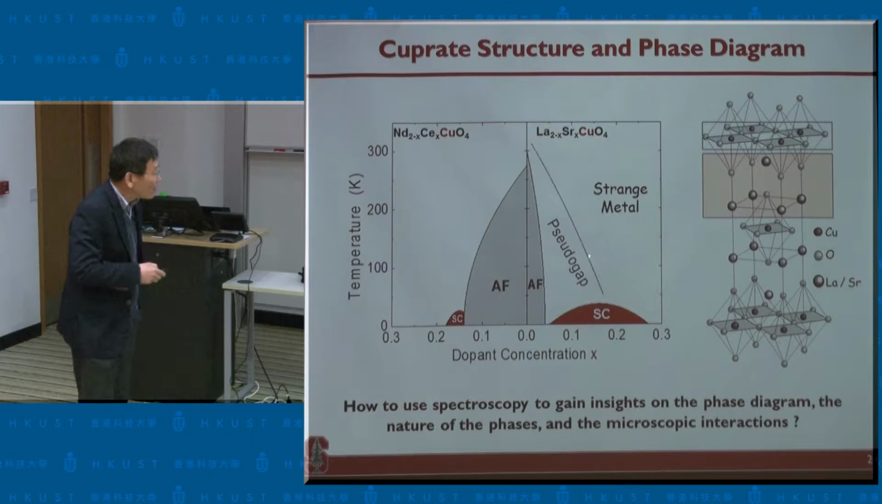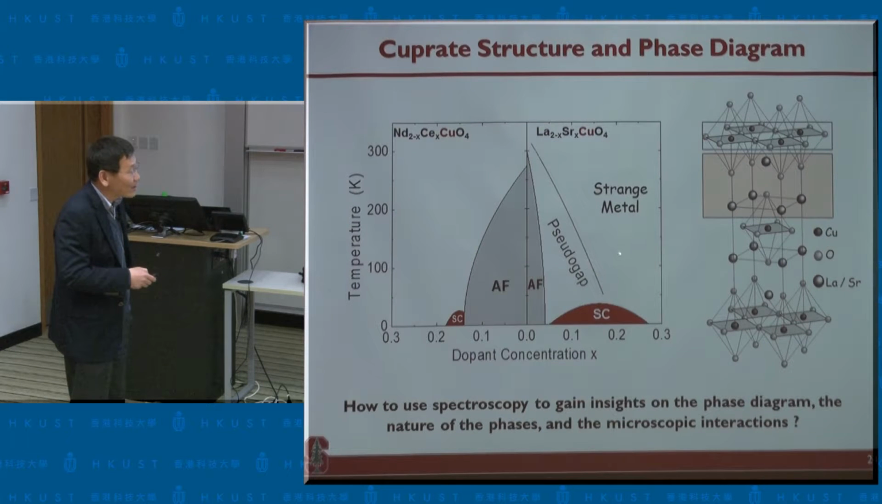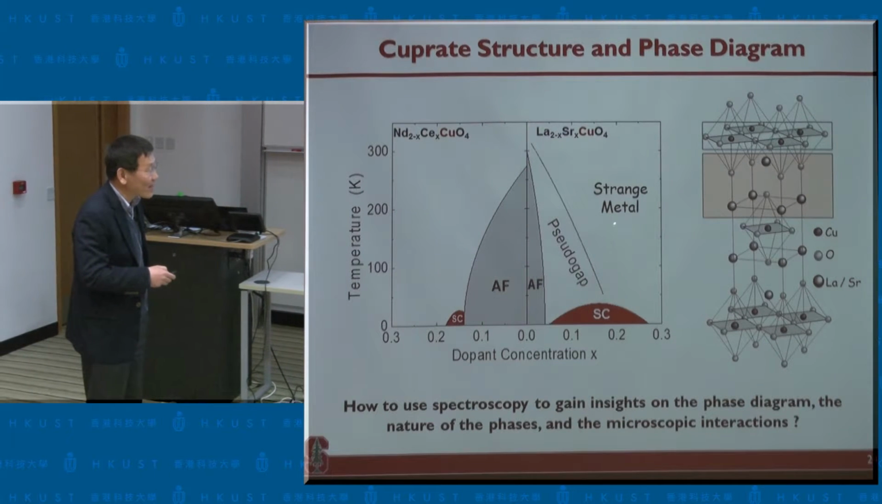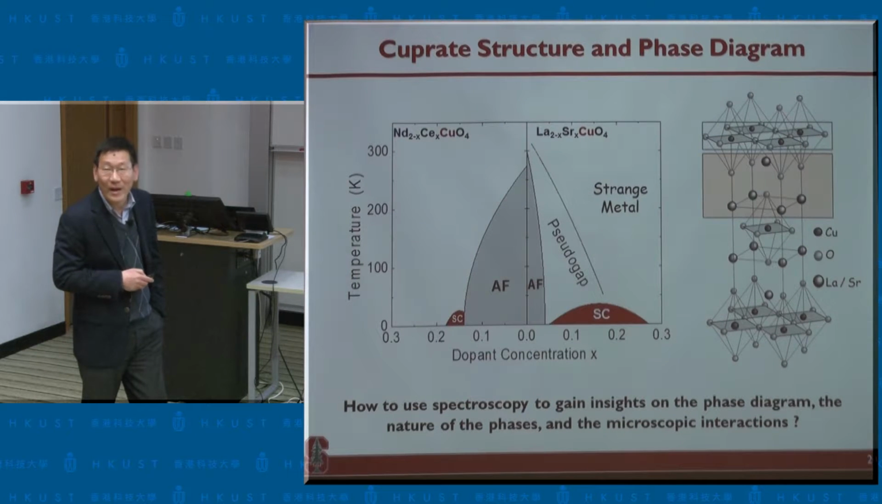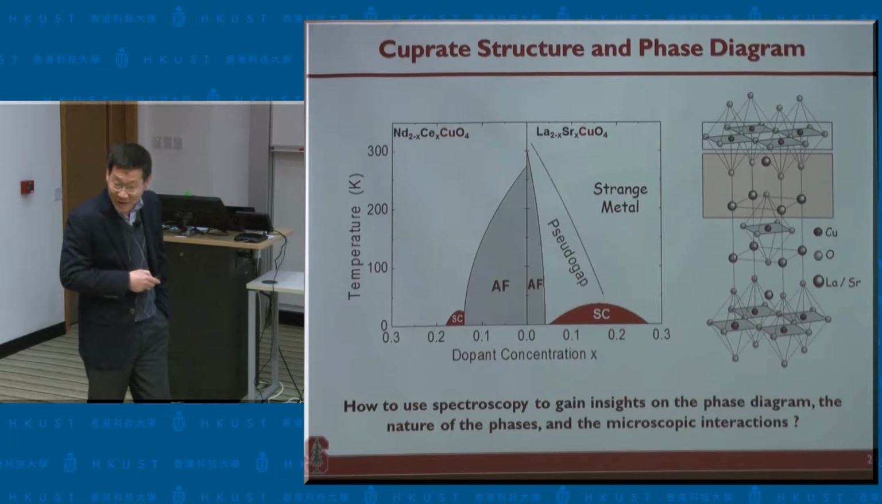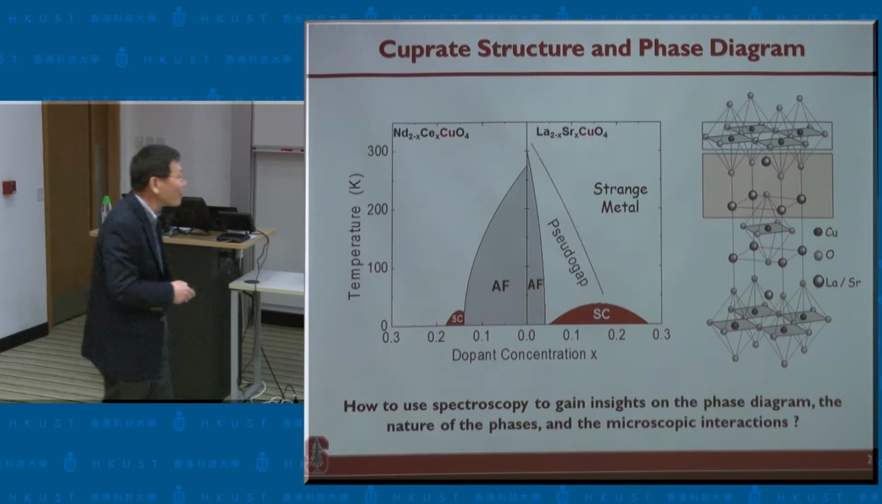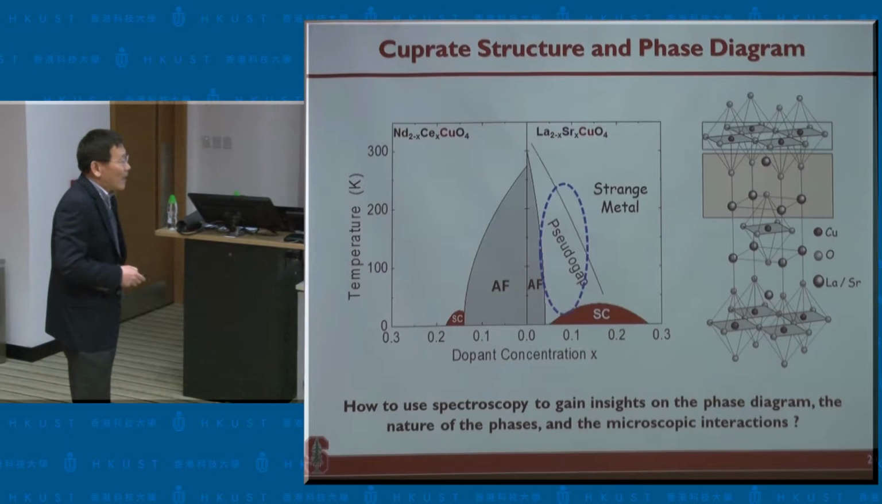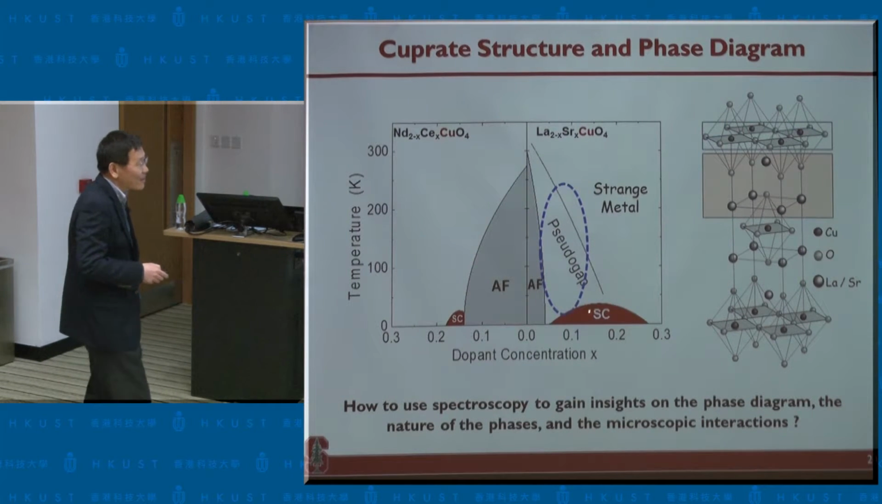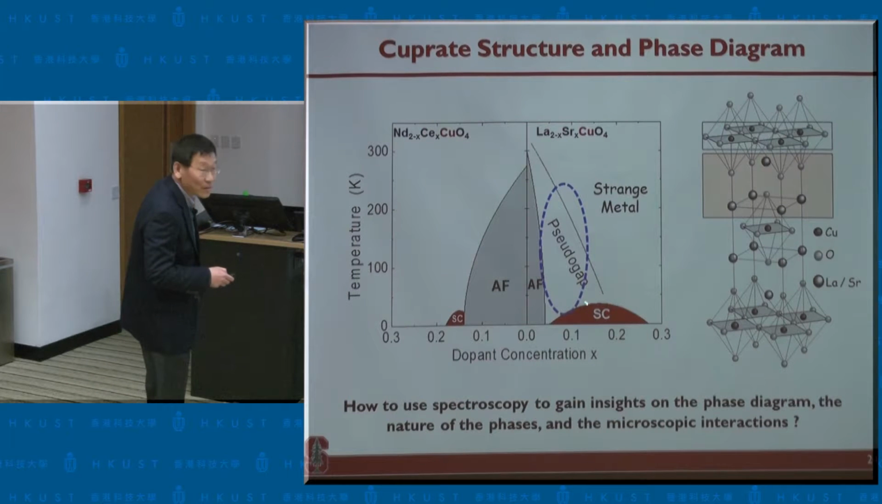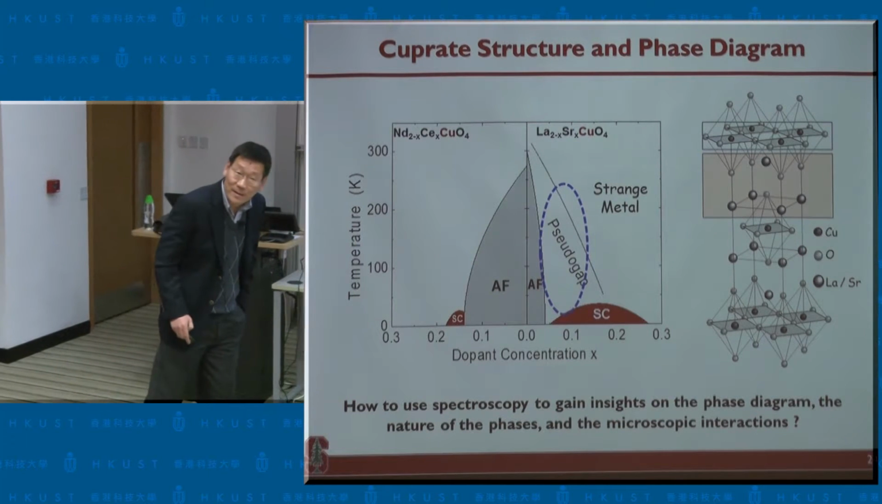In particular, you can just look at the names, you can see we don't understand it very well. We call this phase a strange metal. If we really understood it, we wouldn't call it strange. And the pseudo gap state. What I'm going to talk about for the rest is this so-called pseudo gap phase and its relationship with superconductivity.